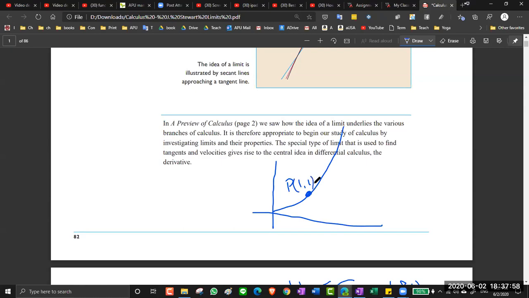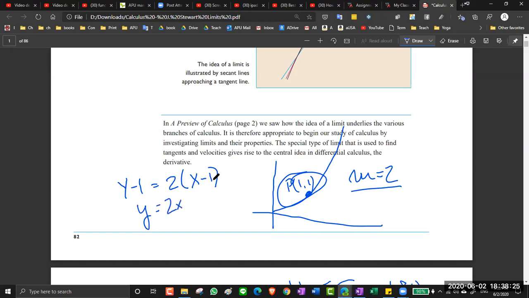What are the coordinates of P again? 1, 1. Now, if we find out that the slope is equal to 2, then we have a point on the line and the slope, so we can definitely find the equation, right? What is the equation? It's y minus 1 equals 2 times x minus 1. That's pretty easy to do. And then we just write it as y equals 2x, minus 2 plus 1 is minus 1.